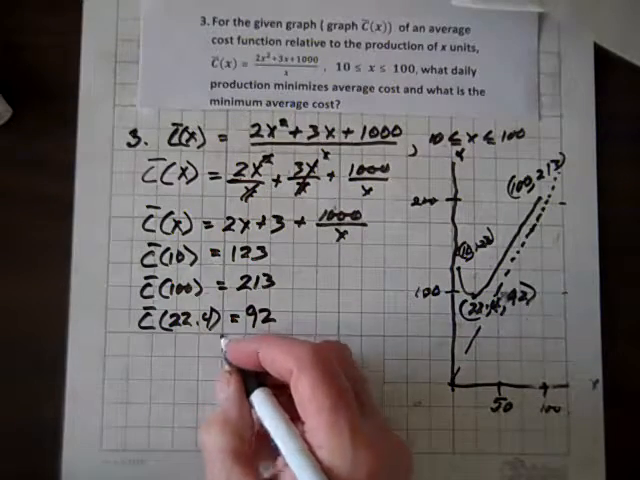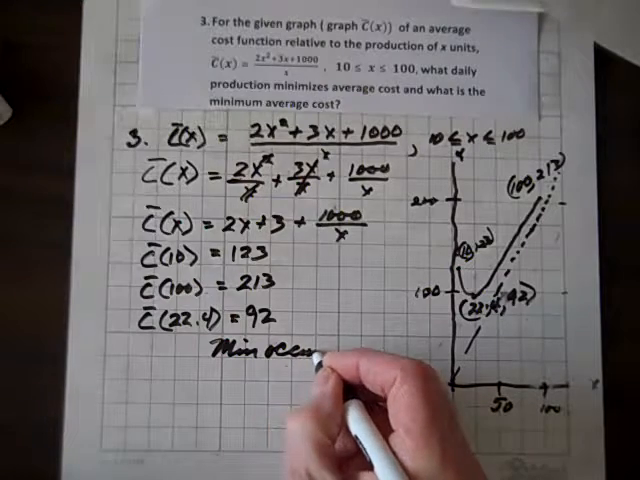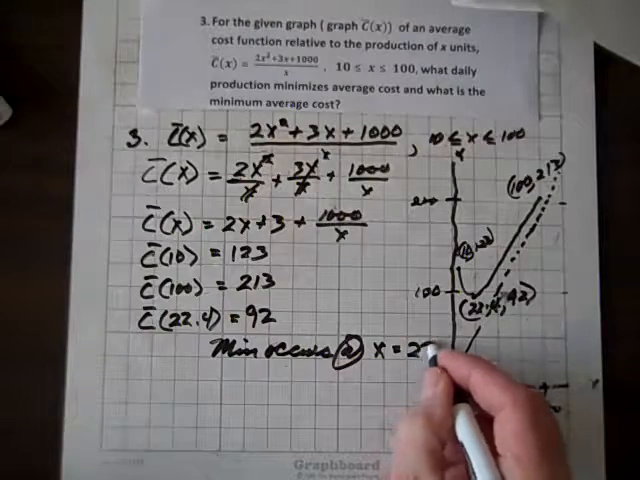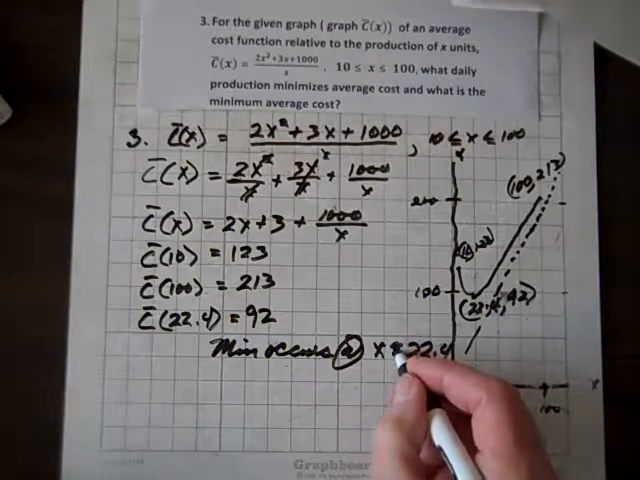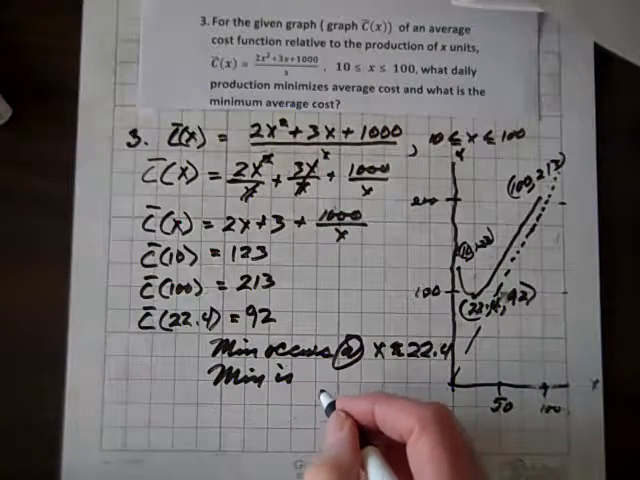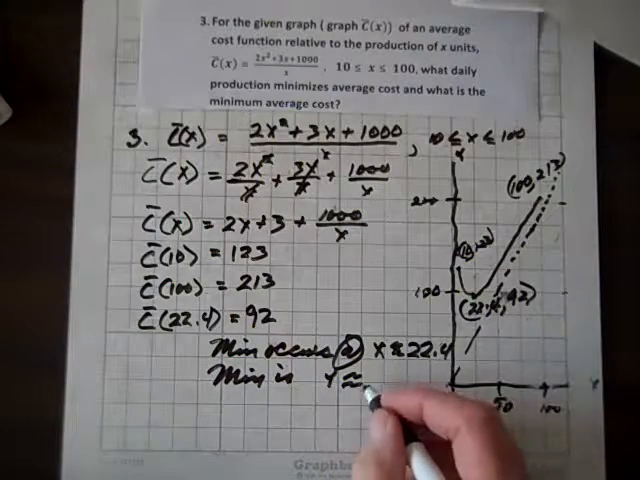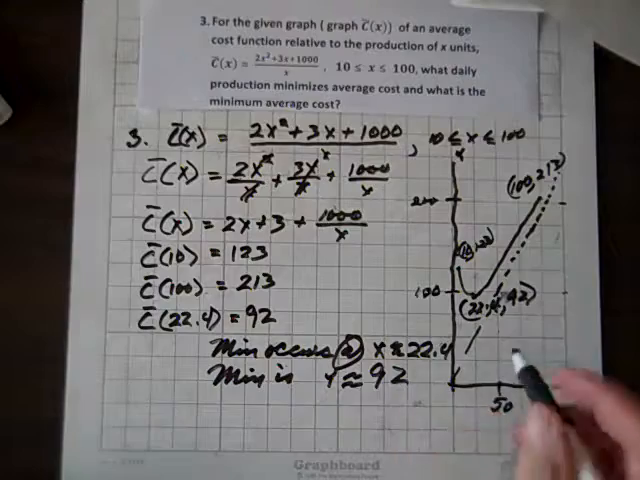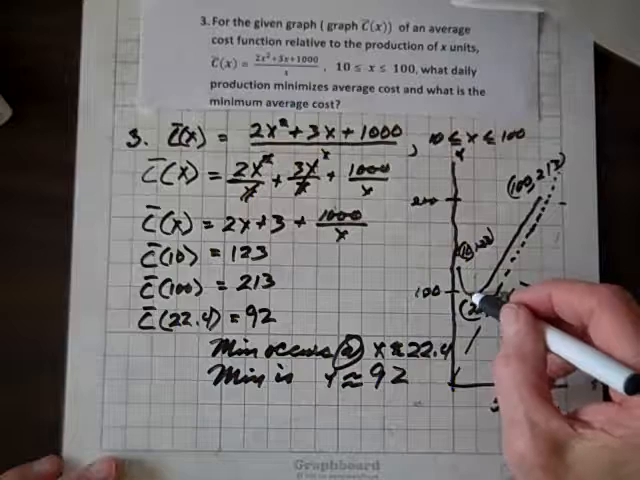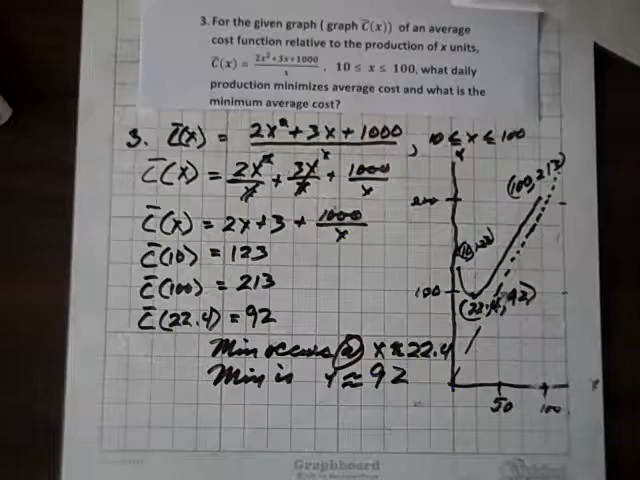And so we're going to say the min occurs at x equals 22.4 approximately, and the min is approximately y equals, and I think we have 92. And now we're done. So keep in mind, you don't have to compute this. You'll just be given a graph, and you just have to recognize that the min's going to occur at the low point, and then you estimate the coordinates for that point.